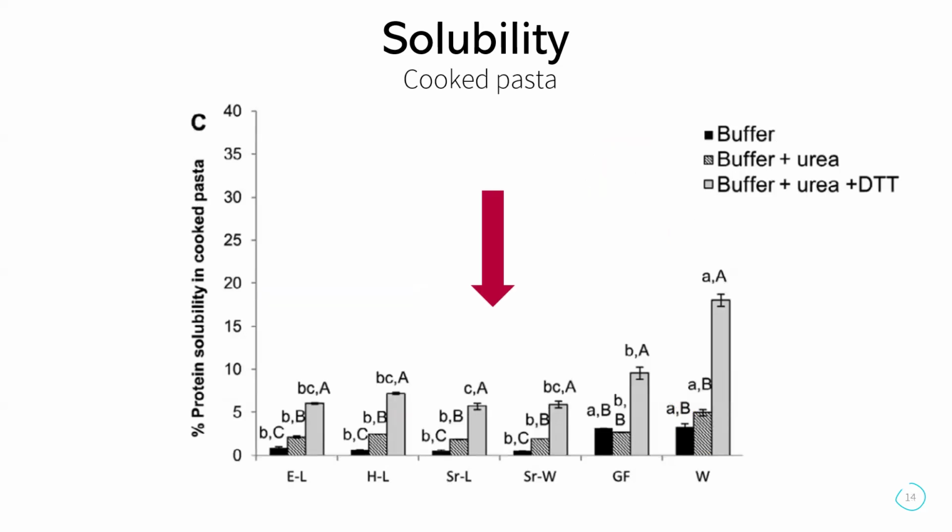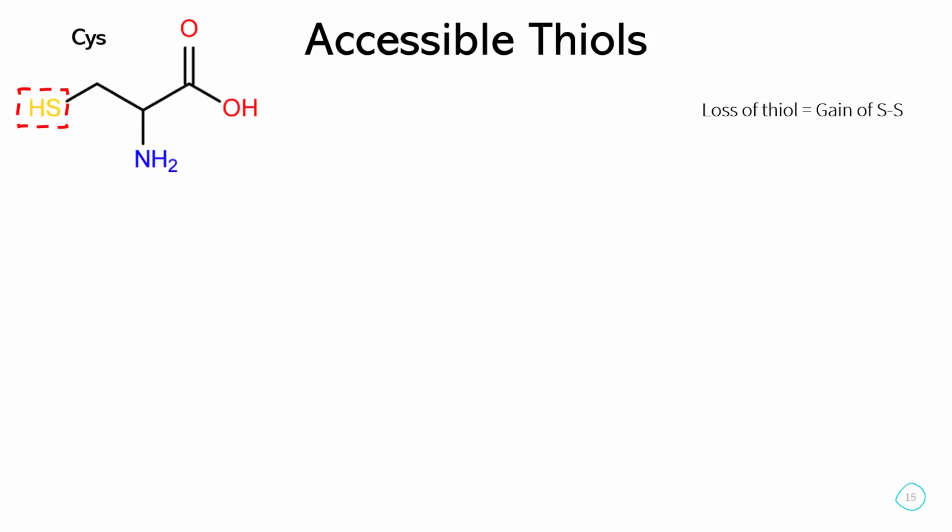And then for the cooked pasta, as we would expect, the solubility decreased for all of the samples due to protein aggregation and denaturation. As we know from class, proteins that are undergoing heat treatments are going to aggregate and come together and form large insoluble aggregates, which of course would show that the solubility decreases. The one notable increase was from DTT in all of the samples, showing that those disulfide linkages were stabilizing the cooked pasta the most. Moving on to accessible thiols.